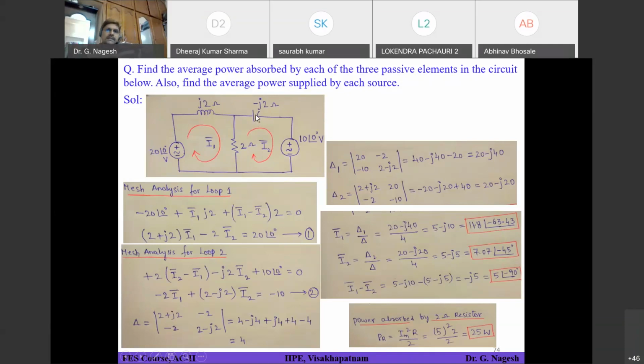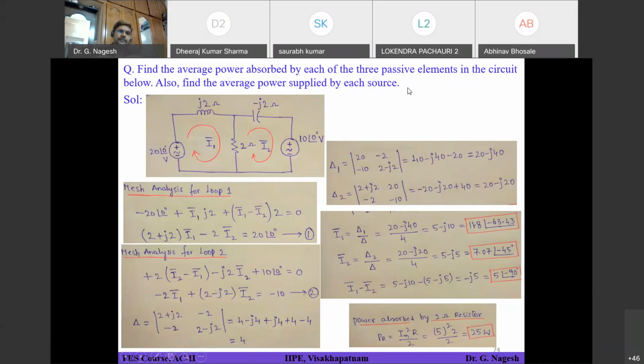So the first part of the question is, what is the power absorbed by the three passive elements? For the resistor, it is 25 watts, as you have seen here. For the inductor, there is no need to calculate; if you want, you can calculate and cross check it. You will get 0 for inductive reactance and 0 for capacitive reactance. The second part of the question is, find the average power supplied by each source.